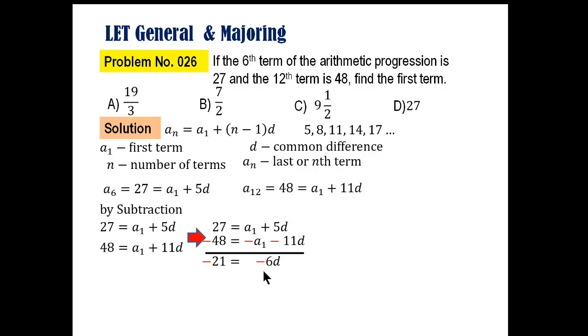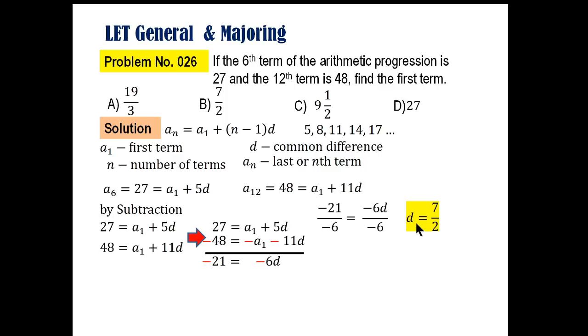Okay, so we are going to isolate d. We will divide both sides of the equation by negative 6. So negative 21 divided by negative 6 is equal to negative 6d over negative 6. We cancel the negative 6, and negative 21 divided by negative 6 is equal to 7 halves. So the value of d now is 7 halves.